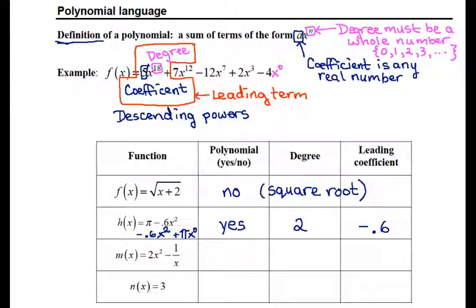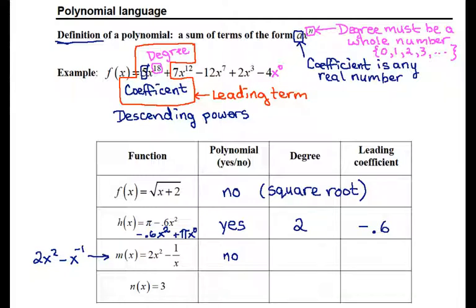Looking at the next example, m of x, both of these could be written as powers of x, but if we were to write it in another form, it would look like this: 2x squared minus x to the power negative 1. Negative powers are what cause us to take the reciprocal, therefore ending up with x in the denominator. So this one we would answer no. Even though it can be written as powers of x, they are not whole number powers.